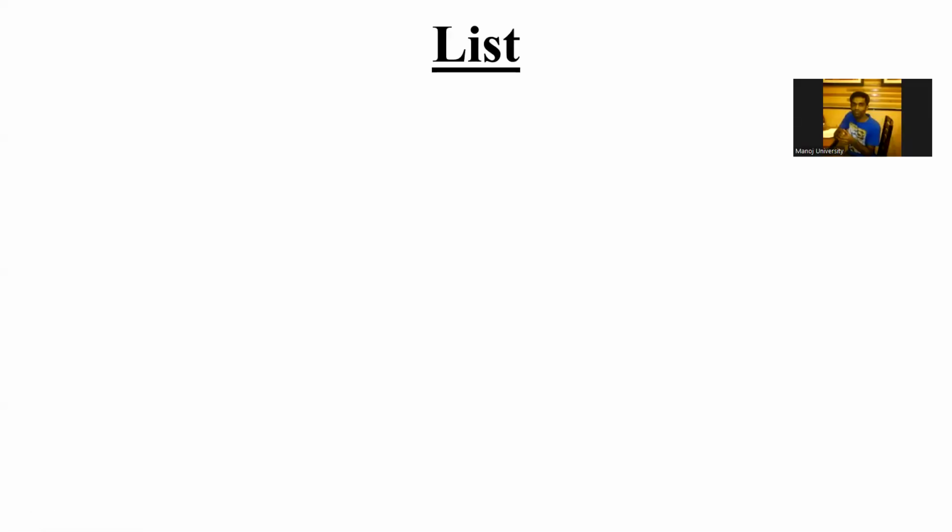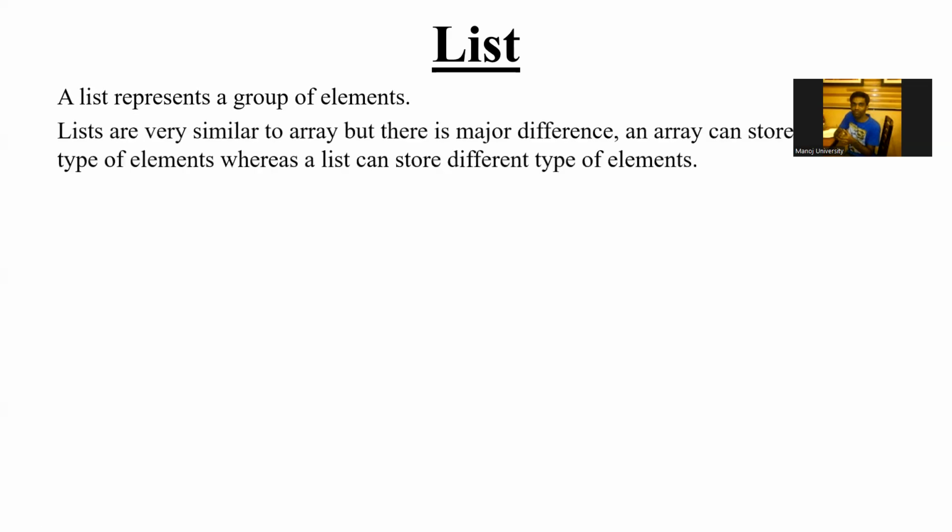Let's talk about lists in Python. Here we'll see some theory. First, a list represents a group of elements. Lists are very similar to arrays, but there is a major difference.